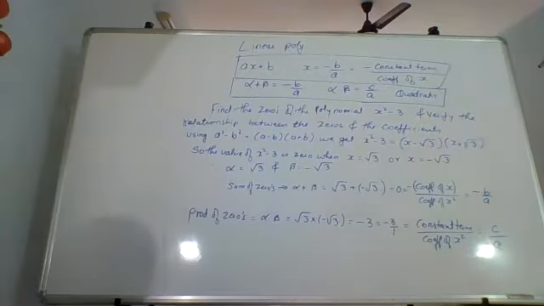The product of zeros also fulfills the condition, that is constant term upon coefficient of x square, which is c upon a. Copy this. Any doubts, difficulties still here, please ask before we do one more. That's a little different.